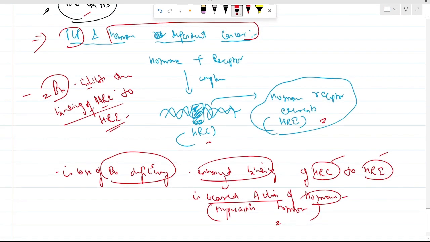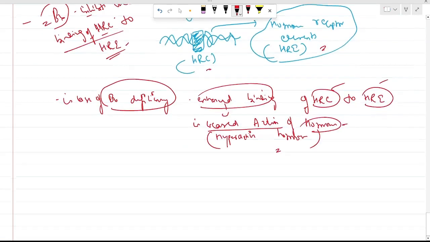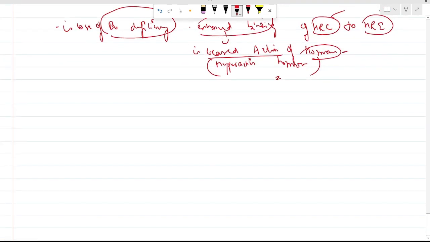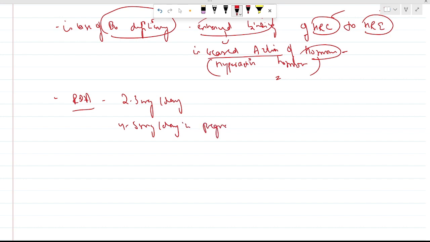Then we have seen PLP and hormone dependent cancer, how it acts on development of hyperactive hormone. The last we are going to see is the RDA. RDA is generally 2 to 3 milligrams per day. It increases to 4 to 5 milligrams per day in pregnancy. Pregnancy and lactation, obviously the requirement of vitamins increases. 3 milligrams per day in a general normal situation and 4 to 5 milligrams per day in pregnancy.